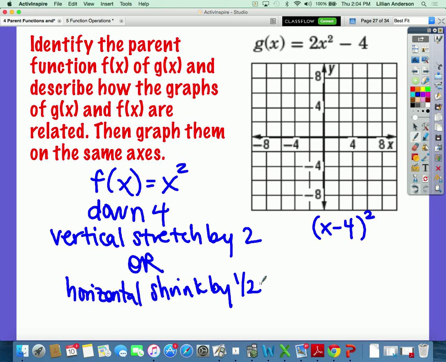Now, are you guys sure about the stretching and shrinking? You're telling me that because that number is greater than 1, it's a stretch, right? Okay.